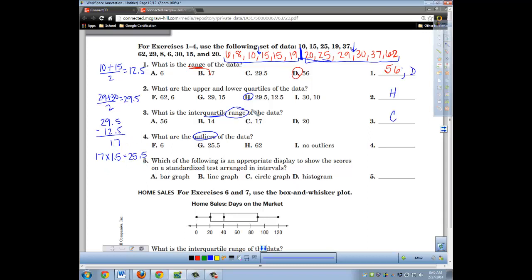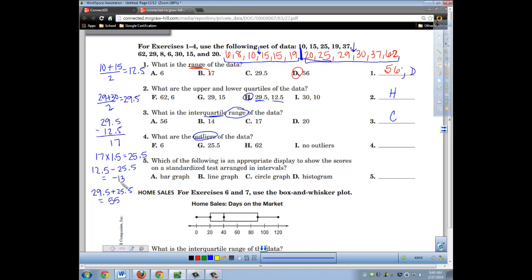From there, you take your lower quartile, which is 12.5, and subtract that number you just got. So 12.5 minus 25.5 is negative 13. Yes, it's okay to get a negative. Next, you take your upper quartile, 29.5, and add it to 25.5, and you are going to get 55.